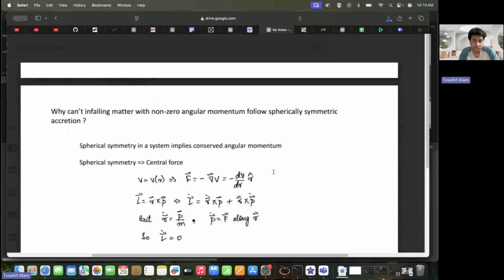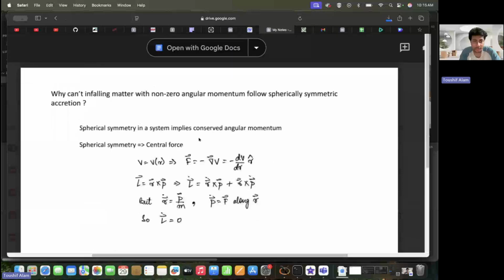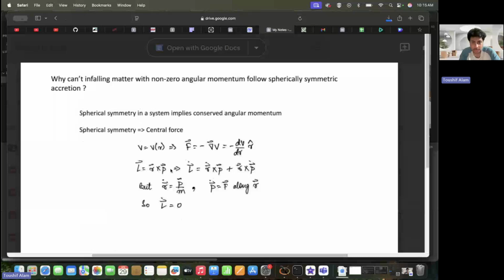The spherically symmetric equation is a simple system that implies conserved angular momentum. Spherical symmetry means central force. So V is a function of r, F is minus grad V, and then this is equal to r cross p, the angular momentum, L dot will be 0. So a spherically symmetric system implies conserved angular momentum.